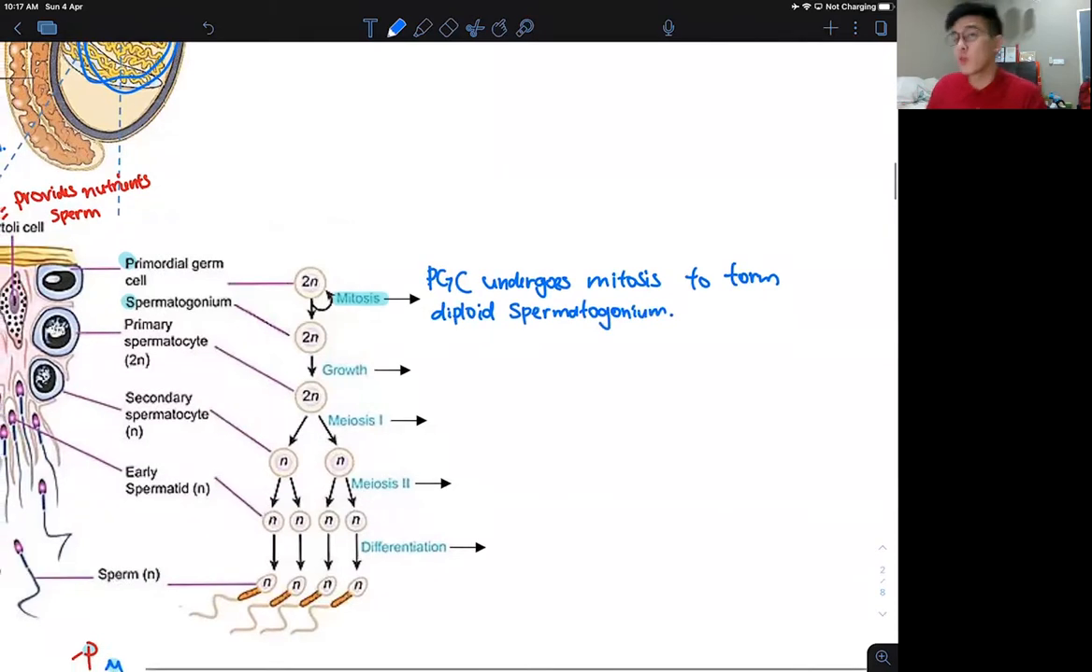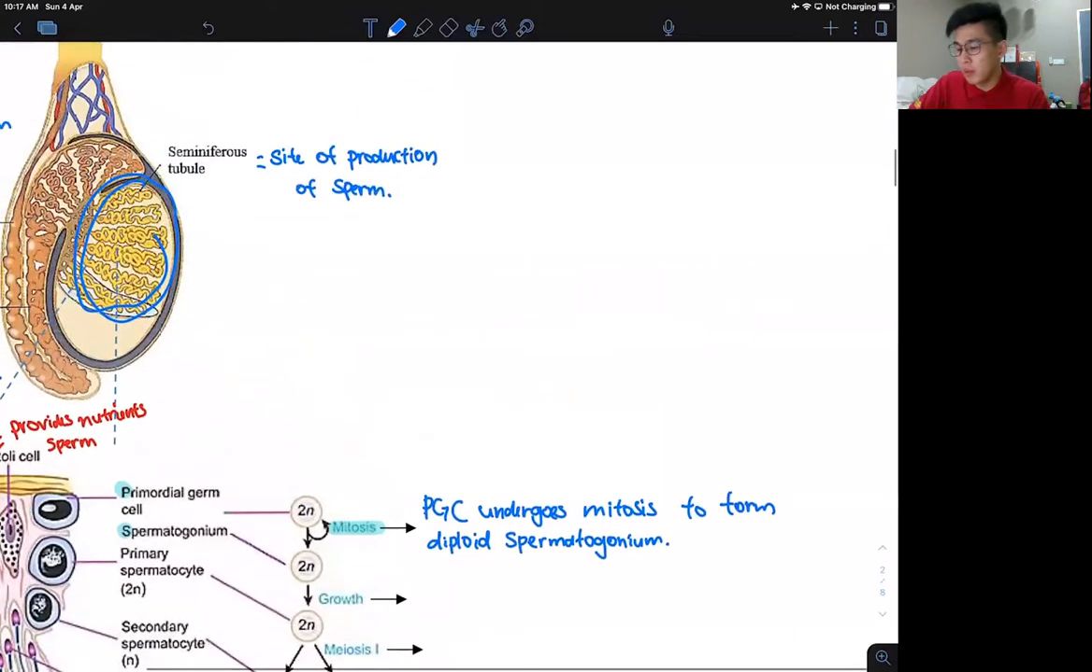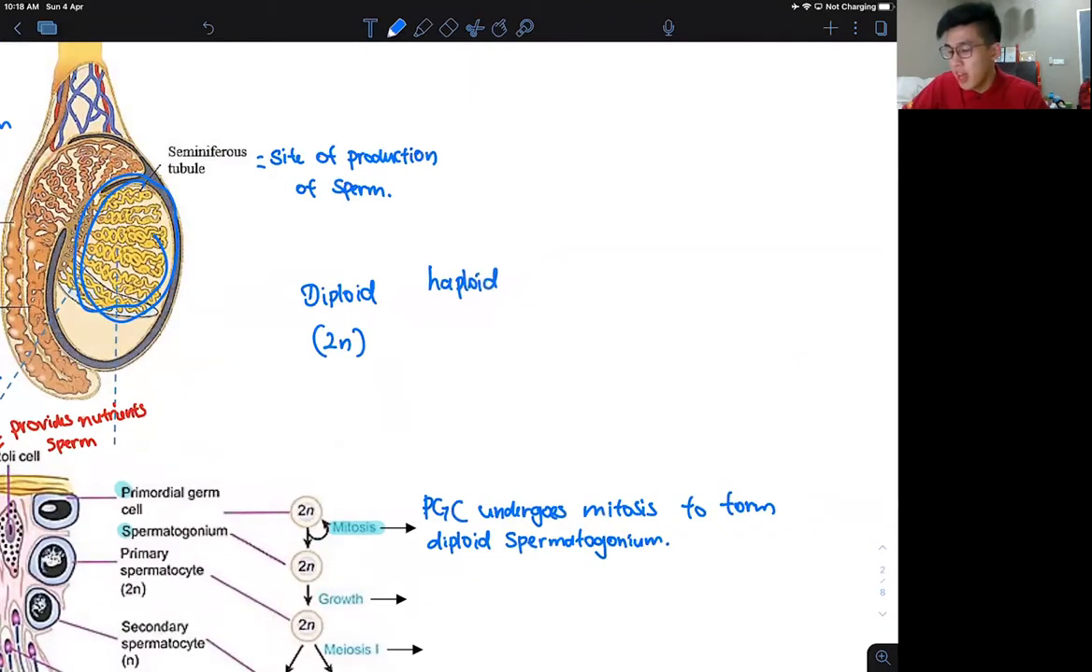So again, for those who don't know what diploid and haploid are, I'll explain it one more time over here. Diploid, we usually use the symbol 2N to represent. Haploid, we're going to use N to represent. So what does that mean? Diploid basically means the full chromosome number in an organism. Haploid means half chromosome number.